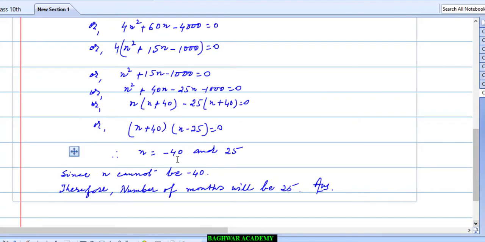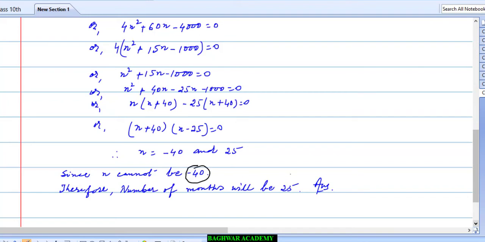Since minus 40 is negative, and the number of terms cannot be negative, minus 40 will not be considered, and we will consider 25. So the number of months will be 25, and this will be your answer.